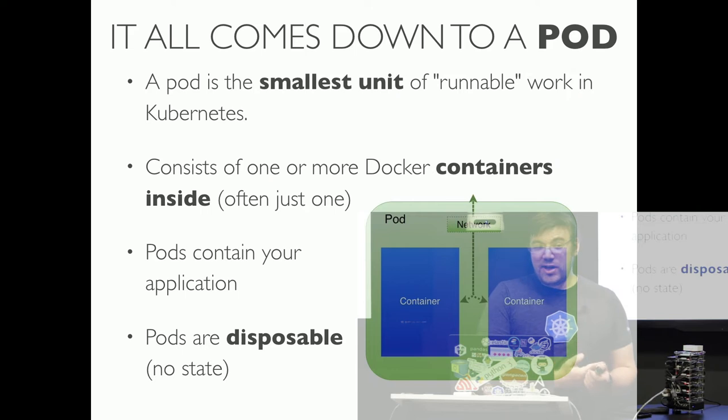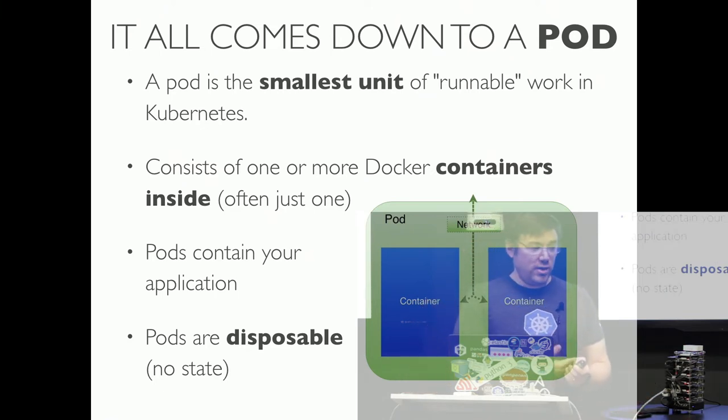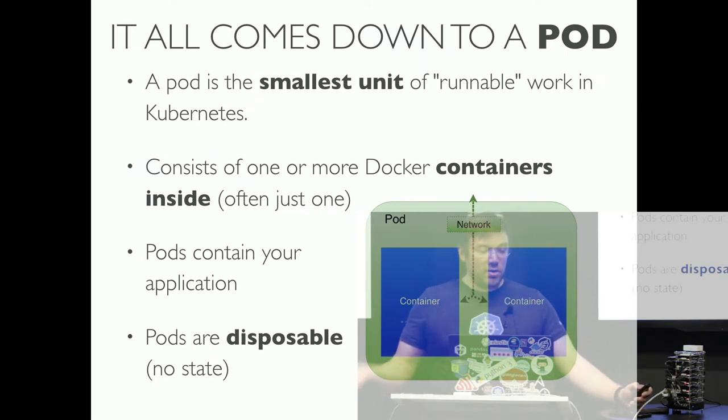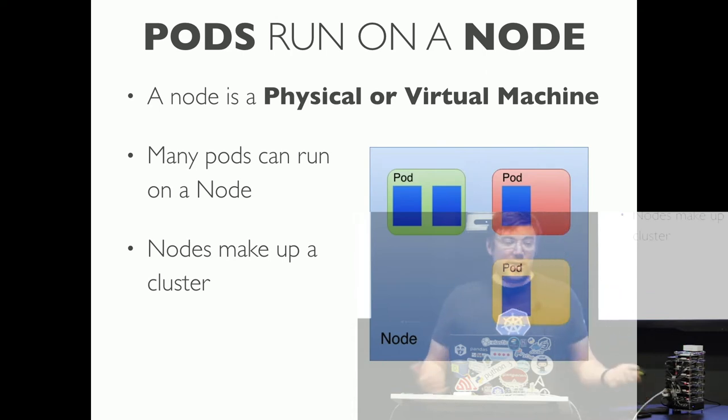So it all comes down to a pod. A pod is the basic unit of Kubernetes. You can think of a pod as a Docker container, but you can technically have more than one Docker container inside of a pod. It's the thing that actually runs your application, and pods are designed to be disposable, so you can destroy them and they'll come back up without affecting your application. Pods exist on nodes. You might have multiple nodes, and you can have multiple pods running on these nodes. You want to try to pack as many pods as you can onto your nodes so you take advantage of the resources most effectively.